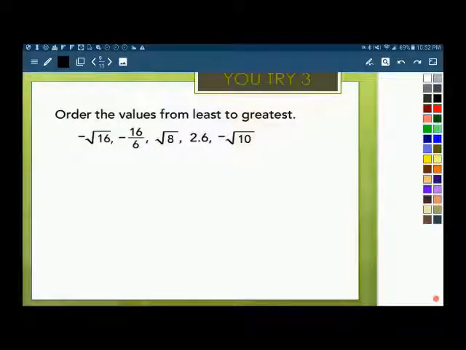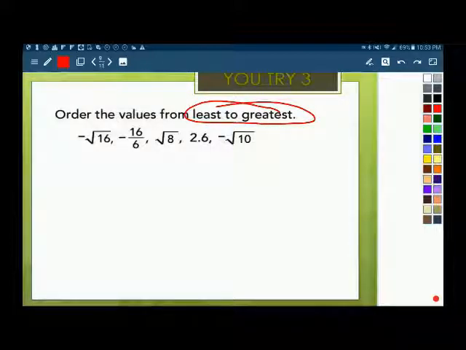So let's have you give this a try in your third You Try. Remember, we're taking all of these numbers, we're converting them into their decimal counterparts or approximations, and then we are ordering them from least to greatest, okay? Not greatest to least this time, from least to greatest. That's what we're used to. Give it a try.